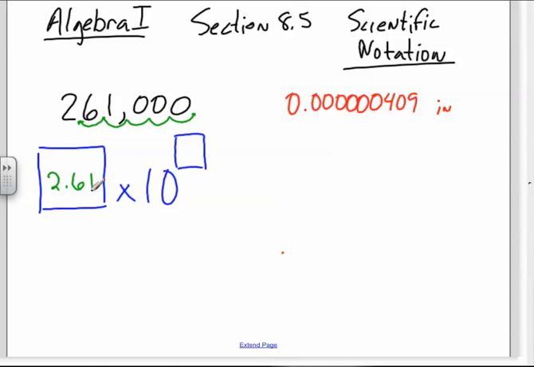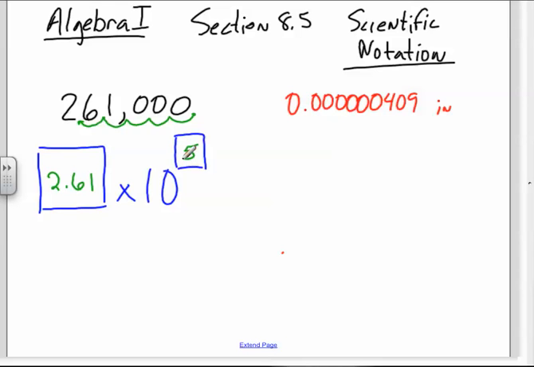Now remember, we made the number smaller here. So to keep it in balance, we've got to make the exponent larger right here. Okay? So how many times did we move it? 1, 2, 3, 4, 5 times. So we're going to make this number 5. All right? So since 261,000 got smaller, the exponent of 10 got bigger.